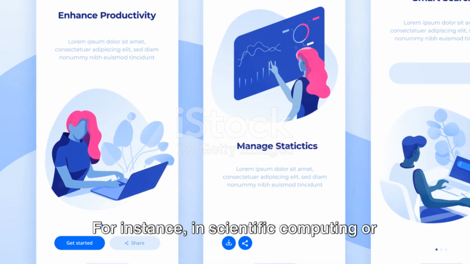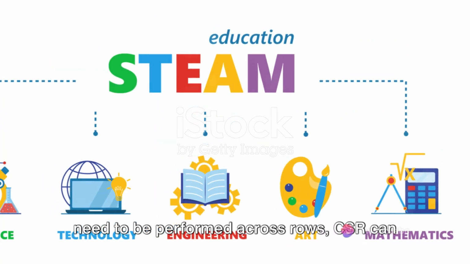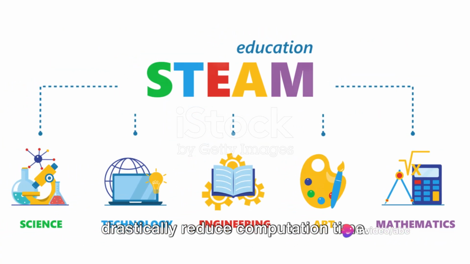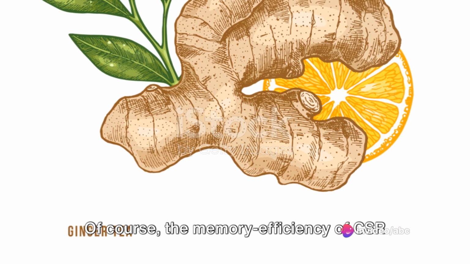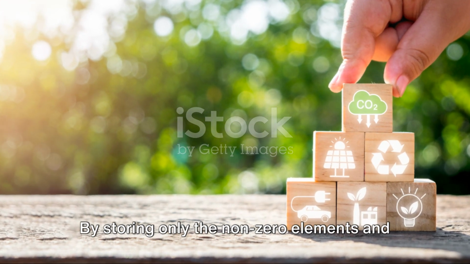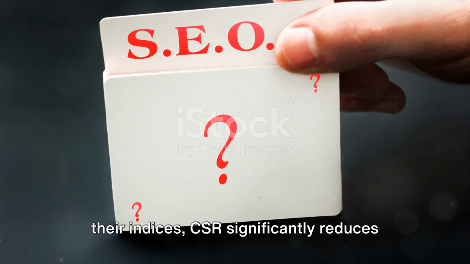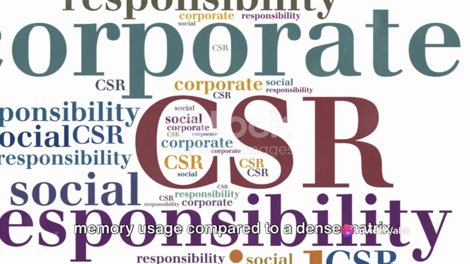For instance, in scientific computing or machine learning, where operations often need to be performed across rows, CSR can drastically reduce computation time. Of course, the memory efficiency of CSR should not be overlooked either. By storing only the non-zero elements and their indices, CSR significantly reduces memory usage compared to a dense matrix.